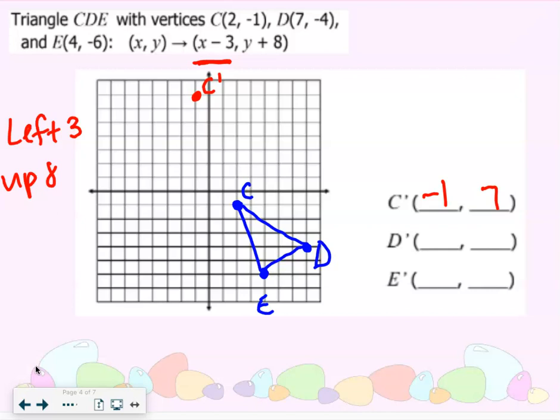D prime. E prime should be at 4, 4. And then E. Negative 1, I lied. Positive 1, 2.